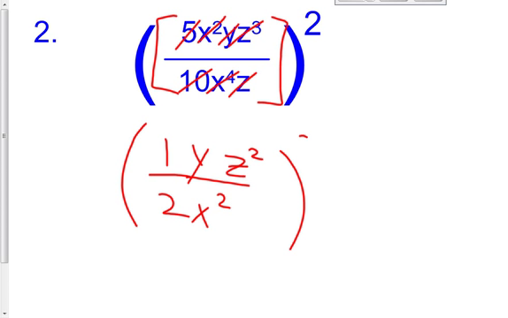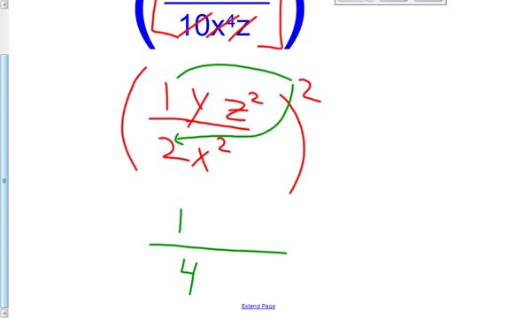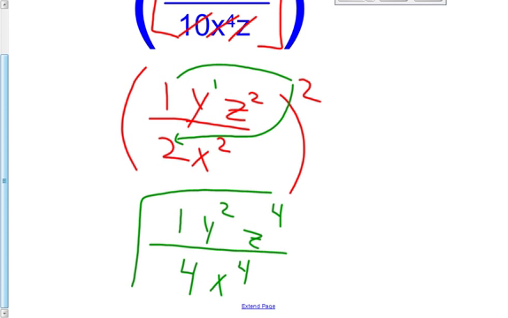Now we're going to square all of this. So when we square a rational expression, you learned this in chapter 5, you're going to square the numbers. So 1 squared is 1, and 2 squared is 4. And now with the letters, you're going to multiply their exponents. When you have a power raised to a power, you multiply their exponents together. So y to the first squared is y to the second. Z squared squared is z to the fourth. You multiply 2 times 2. And in the bottom, x squared squared is x to the fourth. So our answer is 1 y squared z to the fourth over 4 x to the fourth.